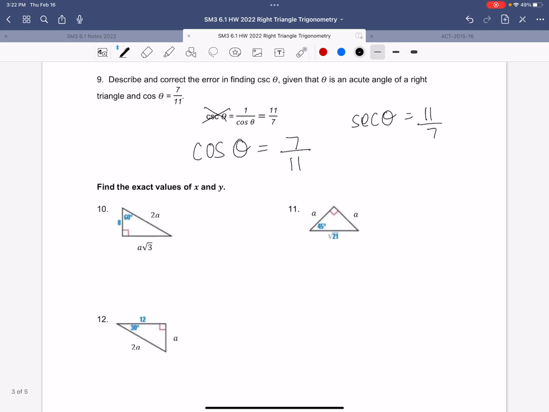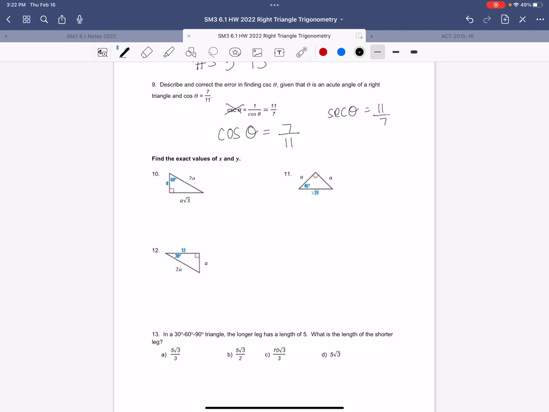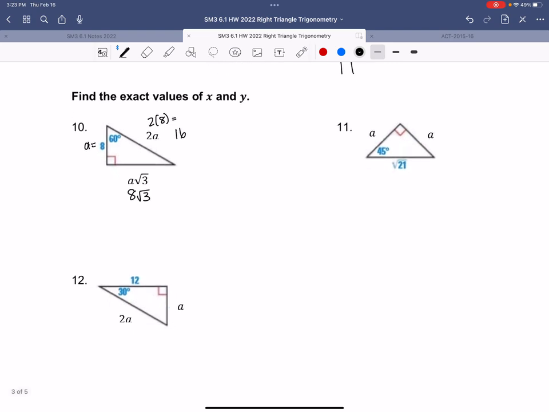Okay. So you're going to be doing 10 through 13. For example, I gave you on this problem A. And so for 10, you would do, okay, if A is 8, then this is going to be 8 times square root of 3. And this is going to be 2 times 8. So that's the simple one. 11, 12, and 13 aren't as simple.